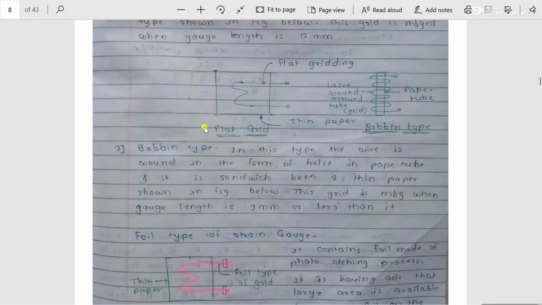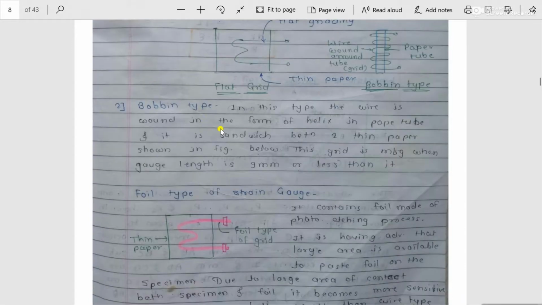Therefore nowadays, in many applications where we have to consider the sensitivity factor, instead of using the flat grid type of strain gauges, this foil type of strain gauge is used in such applications where the sensitivity factor we have to consider.